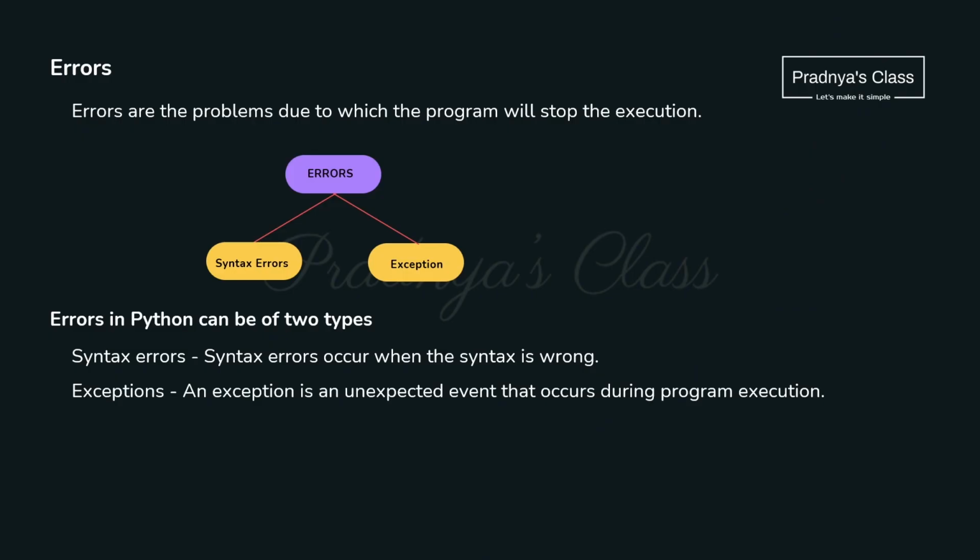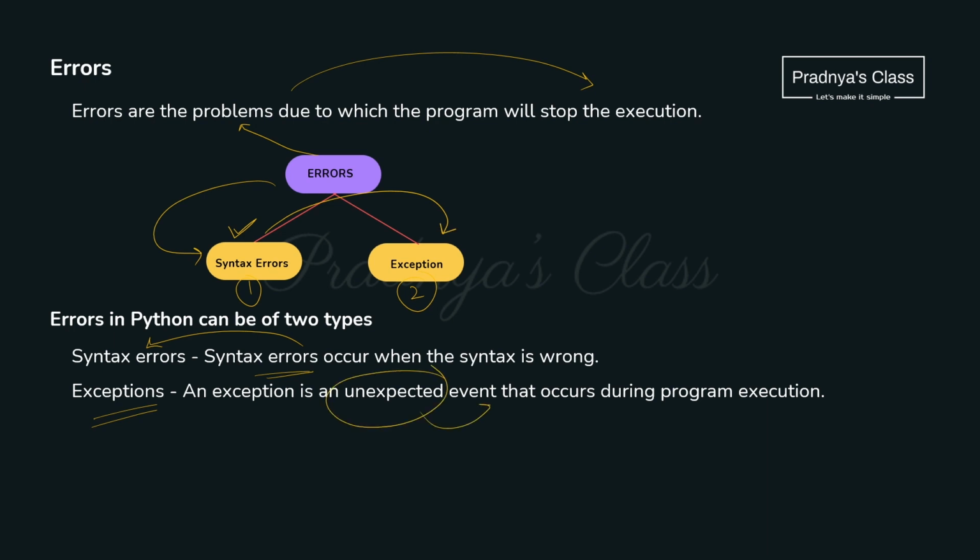First of all, let's try to understand what an exception is. An error is a problem which occurs in the program execution and it stops the program. Errors are of two types, syntax error and exception. When the syntax is wrong, we will get a syntax error. But if the syntax is correct, still we may get some errors, that is called an exception. It is an unexpected event that occurs during program execution.